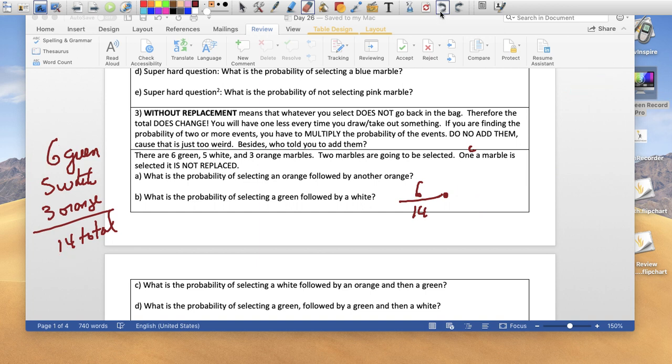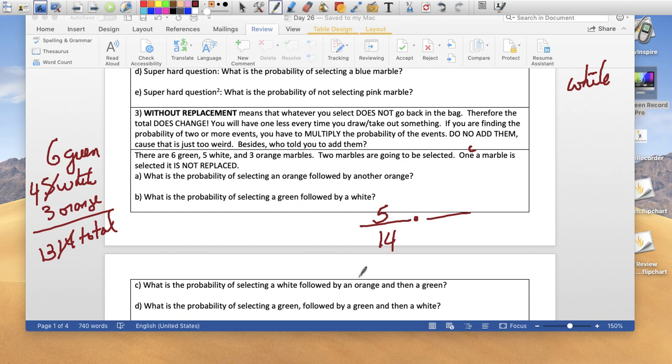C. What's the probability of selecting a white followed by an orange and then a green? Okay, so now there are 3 things happening. First one. What's the probability of selecting a white? Well, in the first try, when there's 14, there are 5 whites. So I take that white and I'll put it out here outside. There's no longer 5 whites, there's 4, there's no longer 14, there's 13 total. Times, right? I adjusted my bag, I adjusted my total.